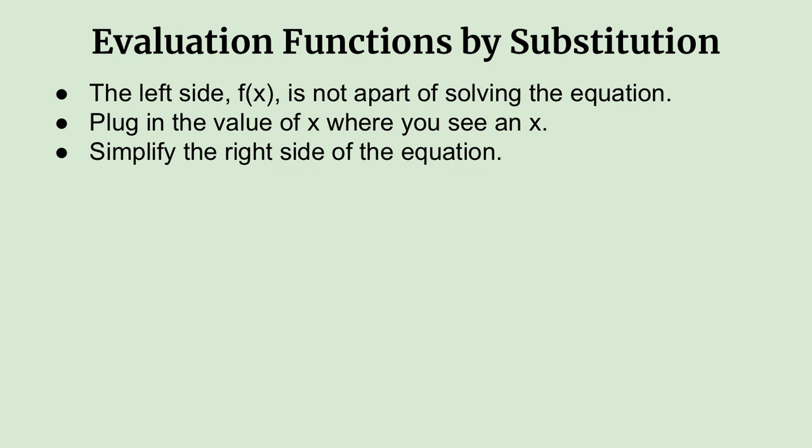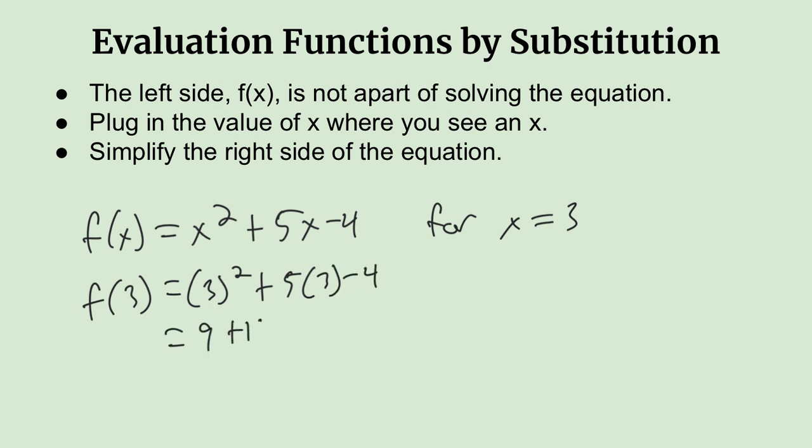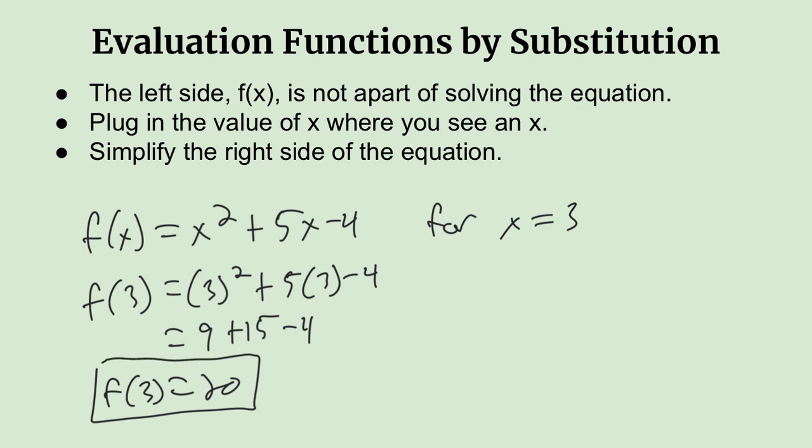Last thing here, you'll have to evaluate some stuff. So just a reminder on function notation. If you have f of x equals, just making this up, x squared plus 5x minus 4, and then it might say for x equals 3. How you would show that is you plug 3 in for x, so that means wherever you see an x, you plug a 3 in, you get 9 plus 15 minus 4, which would be 20. So f of 3 would equal 20.